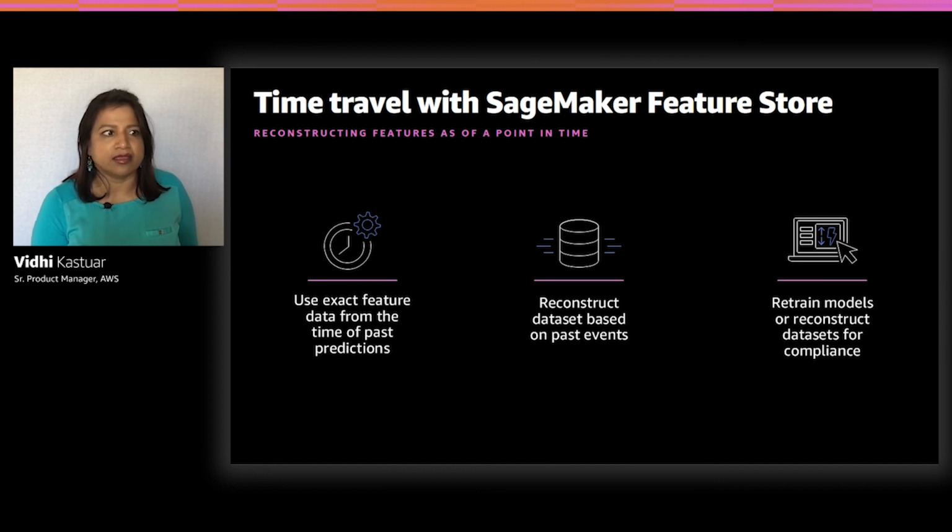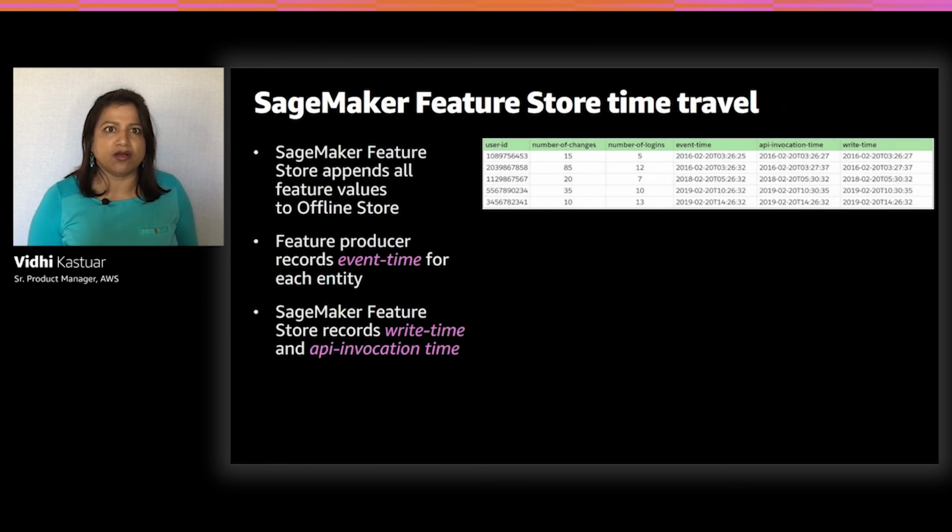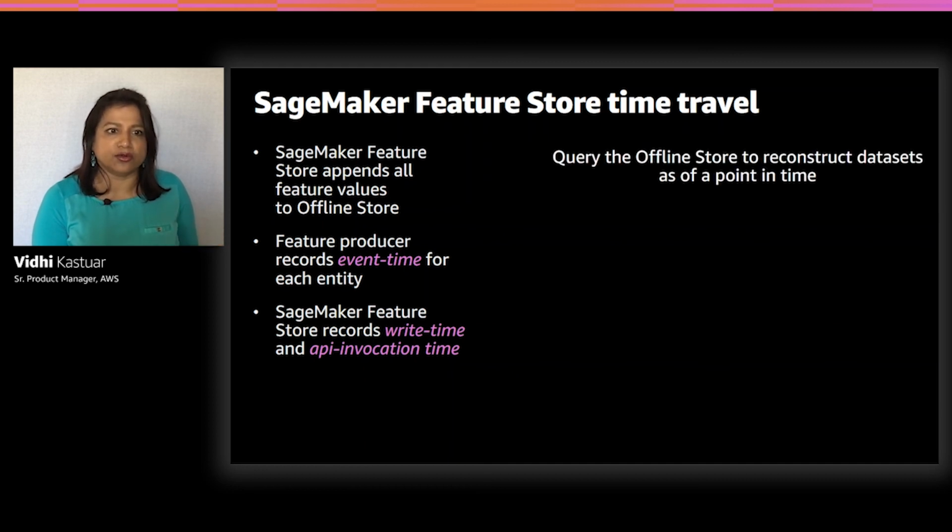The SageMaker Feature Store appends all of the data to the offline store, which means the offline store always has a historical record of all feature data. The feature producer provides the event time for each entity, which means there is an event time associated with every single record in a feature group. The feature store also records the write time, which is a system-generated time for when the feature data was written to the feature store, as well as the API invocation time. Using these three timestamps, you can query the offline store to reconstruct data sets as of a point in time.